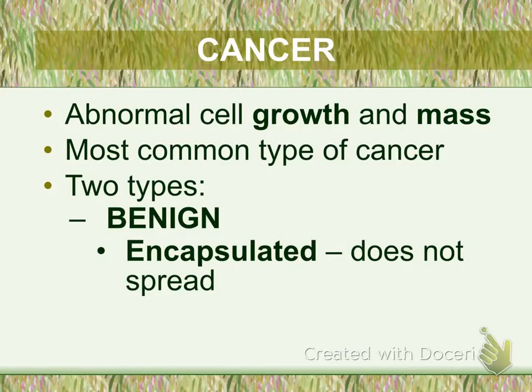Cancer is an abnormal cell growth or a lump or a mass anywhere in the body, and the most common type of cancer is skin cancer. There are two types of cancers. One is called benign or encapsulated, which means that it does not spread to other areas and it can be removed surgically.